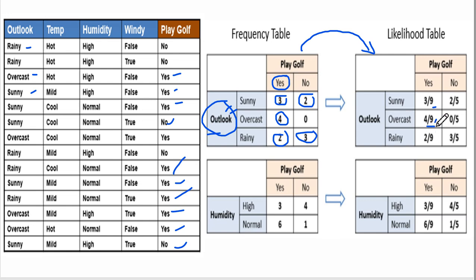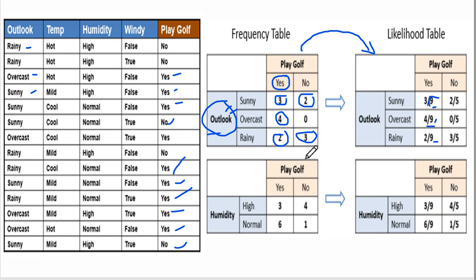We are having total yes records 9. Outlook equal rainy, 2 with yes and total are 9, so 2 by 9. Likewise, we are having 5 no records. Outlook equal to sunny with no is 2 records and no class is 5 records. That's why 2 by 5, 0 by 5 and 3 by 5. Simply we are finding the frequency table, and the frequency table is converted into likelihood table. To each and every value of the frequency table, we have to maintain the number of records with yes class or number of records with no class.